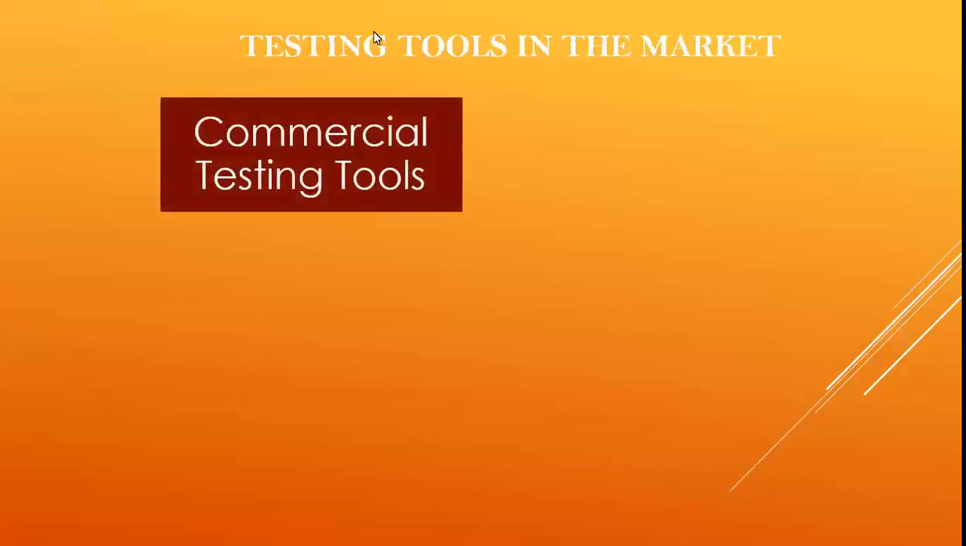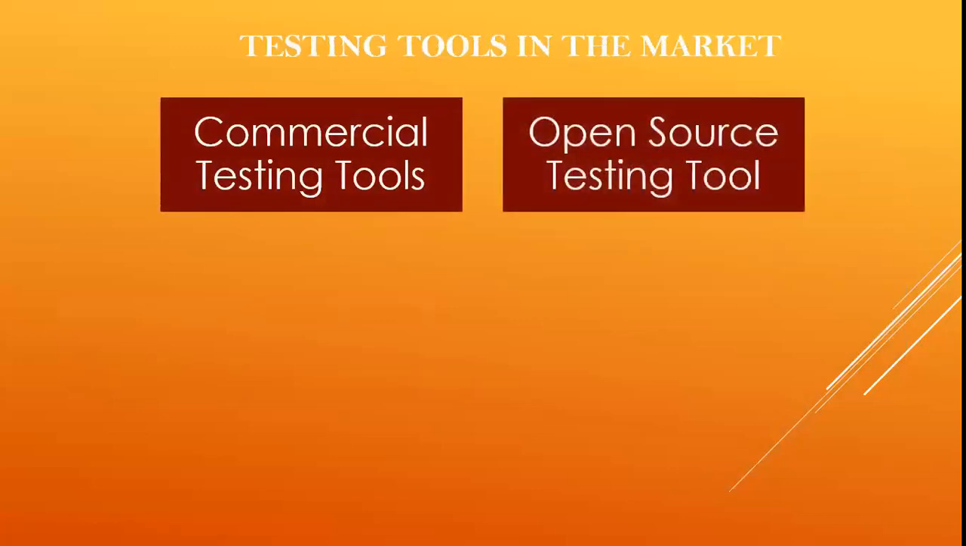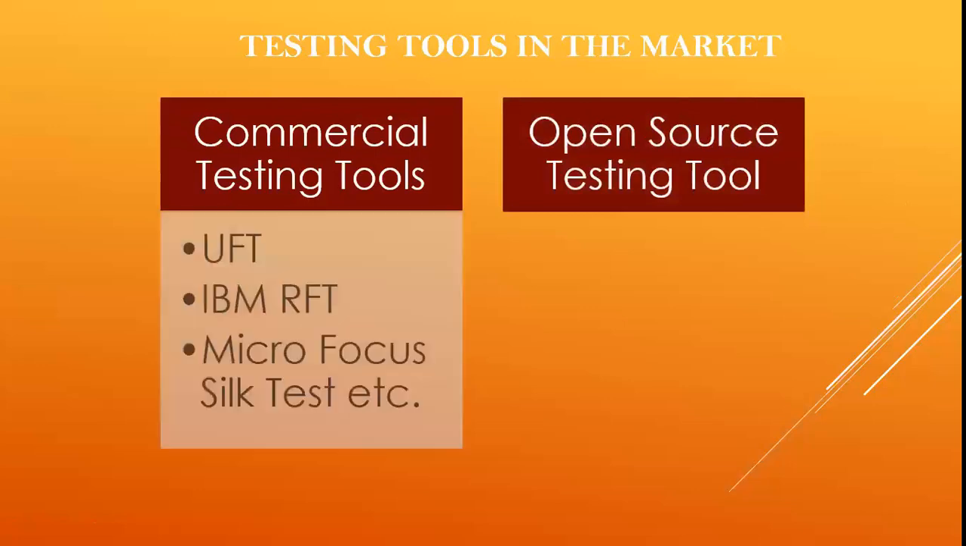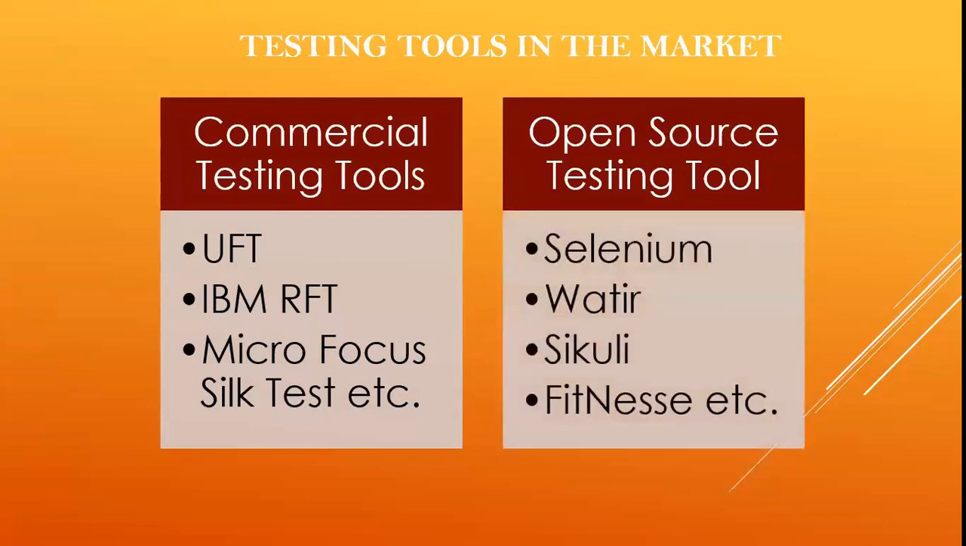Okay, the next slide. Now you can see there are many testing tools available in the market. Some are commercial testing tools, some are open source testing tools. Among commercial testing tools, there is UFT, earlier known as QTP, then IBM RFT, Rational Functional Tester, and third, Micro Focus SilkTest, etc. Many test tools are commercial. But if we get the same things in open source testing tools, the client will always go for open source testing tools.